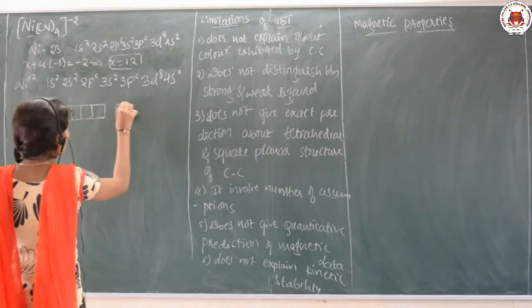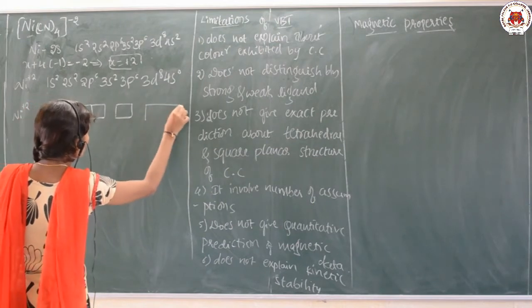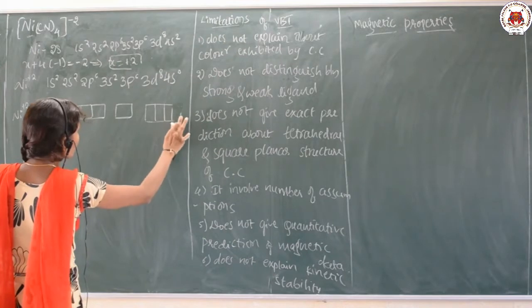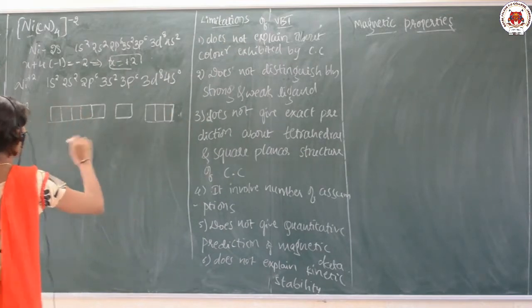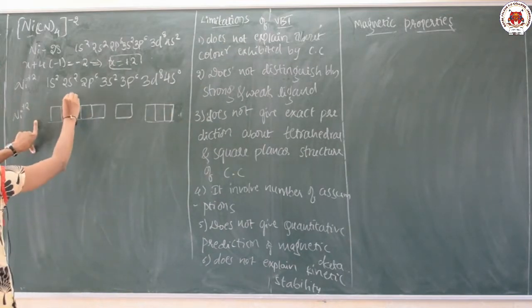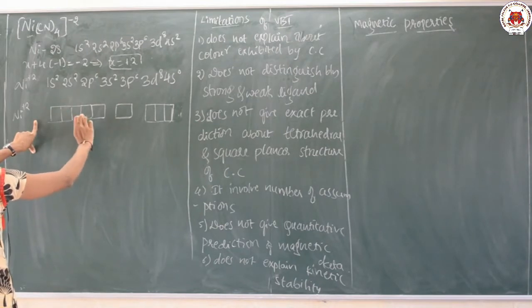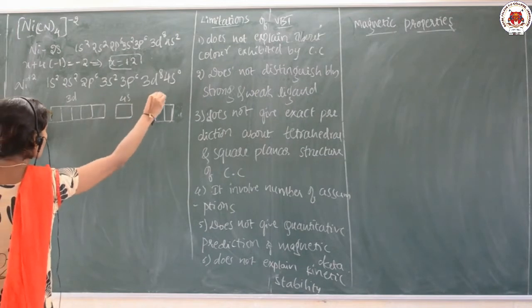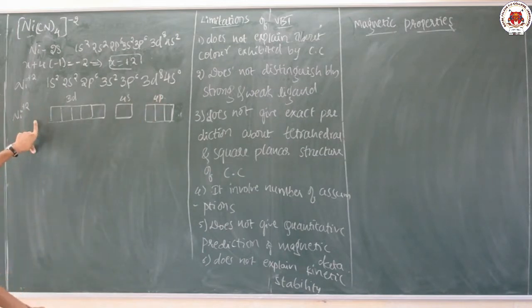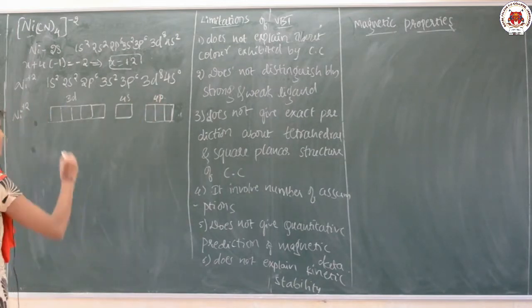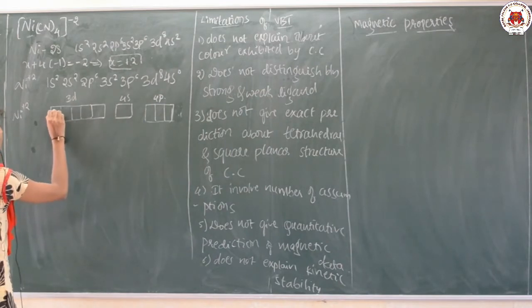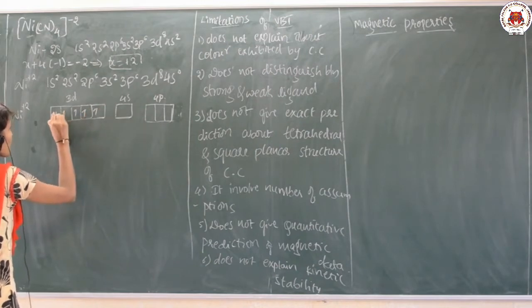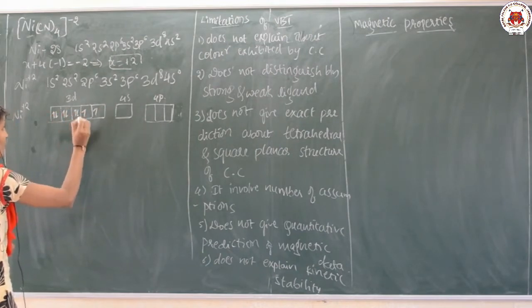Here this is 3d, this is 4s and this is 4p. 8 electrons I have to fill. First occupy the electrons singly, 4, 5, 6, 7, 8.